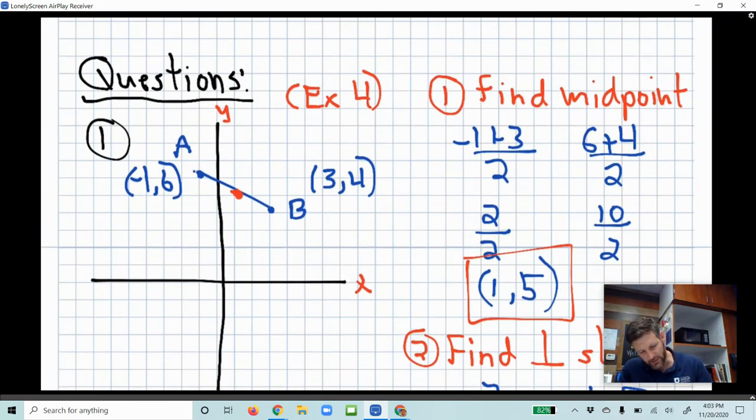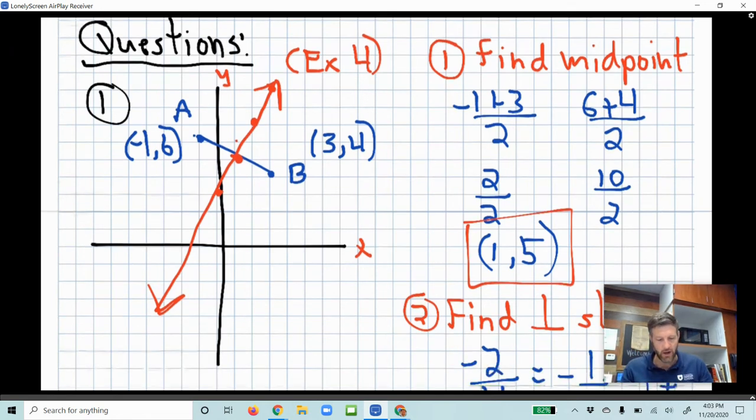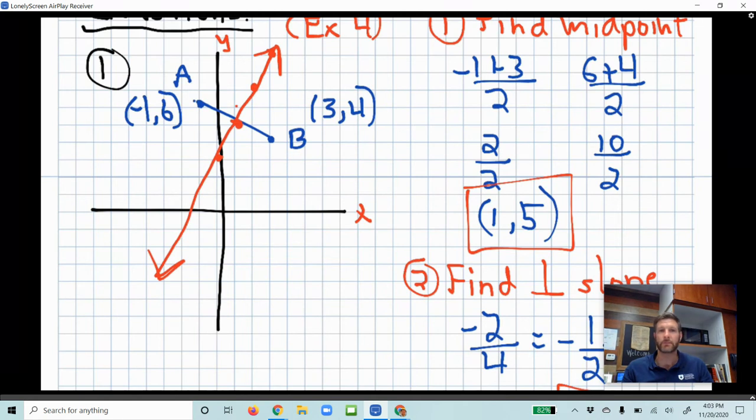So in other words, I could even start to draw it. Up 2, over 1. Up 2, over 1. Or down 2, back 1. And that looks pretty good. That does in fact create a perpendicular line. So I can definitely draw it. There's my perpendicular bisector. What's the equation? So what's the third step we need to do?